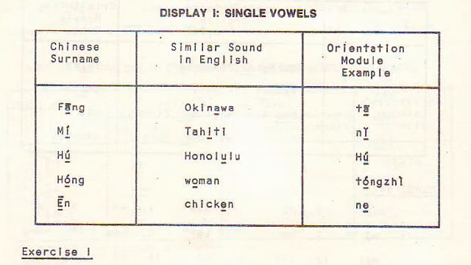Turn to Display 1 for this tape in your workbook. The left column has 5 Chinese surnames. Listen to the vowel sound in the first surname. Fang, fang, fang. Notice that the vowel sound ah is spelled with the letter A, as in Okinawa. Try repeating the surname after the speaker.